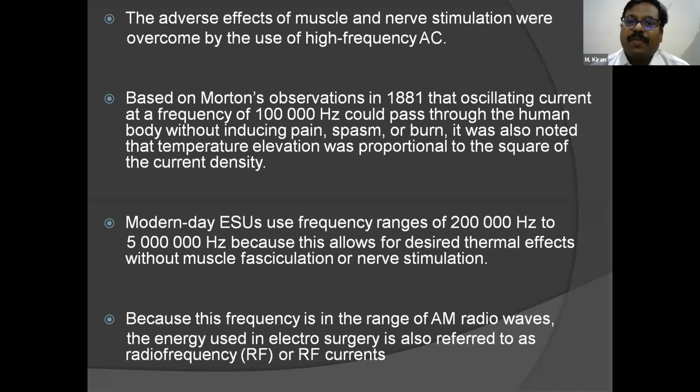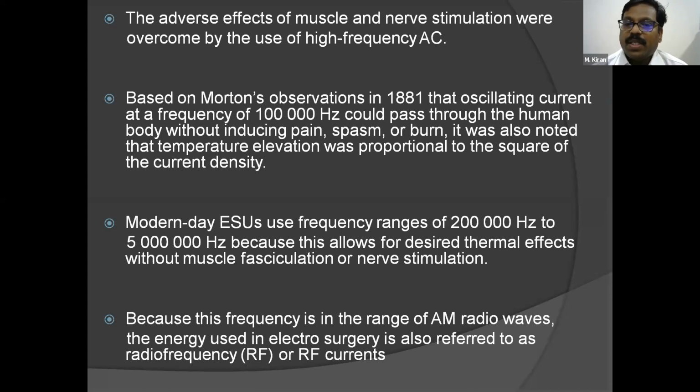The adverse effects of muscle and nerve stimulation were overcome by the use of high frequency alternating current, based on d'Arsonval's observation in 1881 that oscillating current at a frequency of 1 lakh hertz could pass through the human body without inducing pain, spasm or burn. It was also noted that temperature elevation was proportional to the square of the current density.